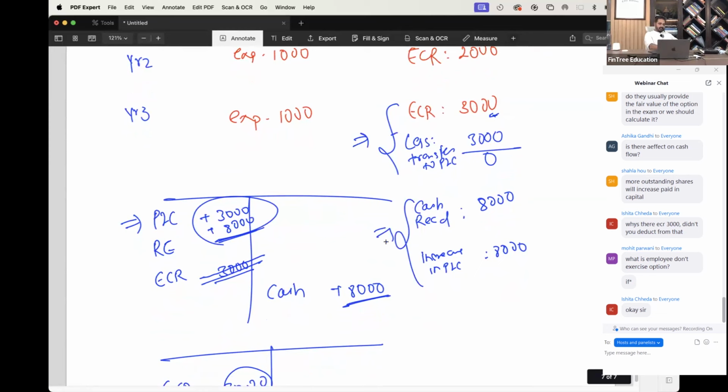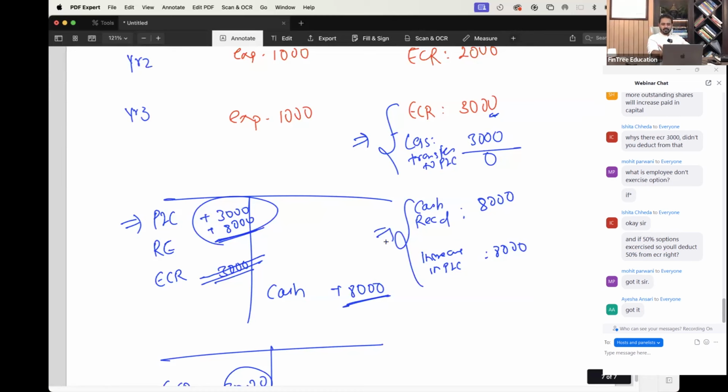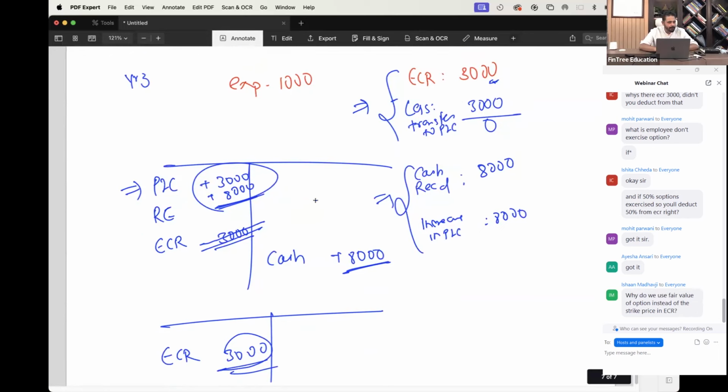So if expiry is 3 years, then it's not possible. But what if vesting is 3 years, but expiry is 10 years, American style, so you can exercise anytime between the 3rd year and the 10th year? Then whenever the employee comes, I will pass this entry. If half of the options are exercised, I will deduct half from the ECR. That's correct. You're getting it now. It's all proportionate, on a per share basis. So if fewer employees come, I'll deduct a smaller value. That's okay. Easy?